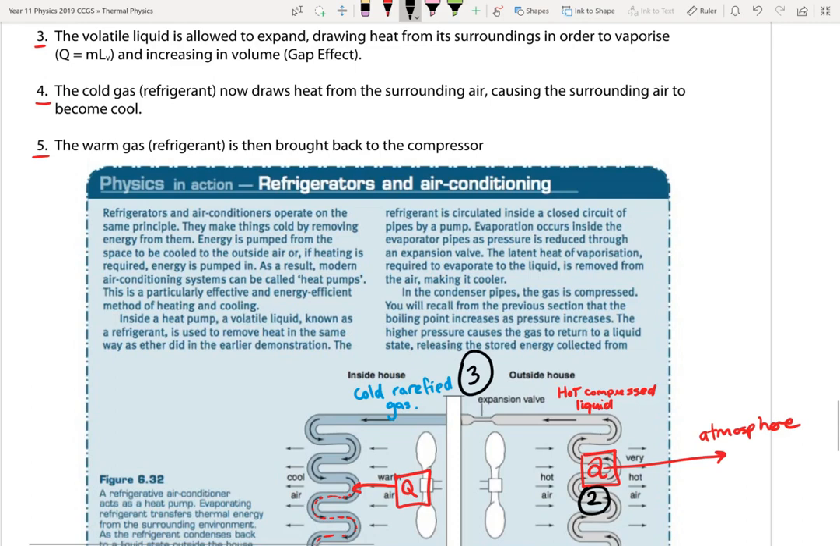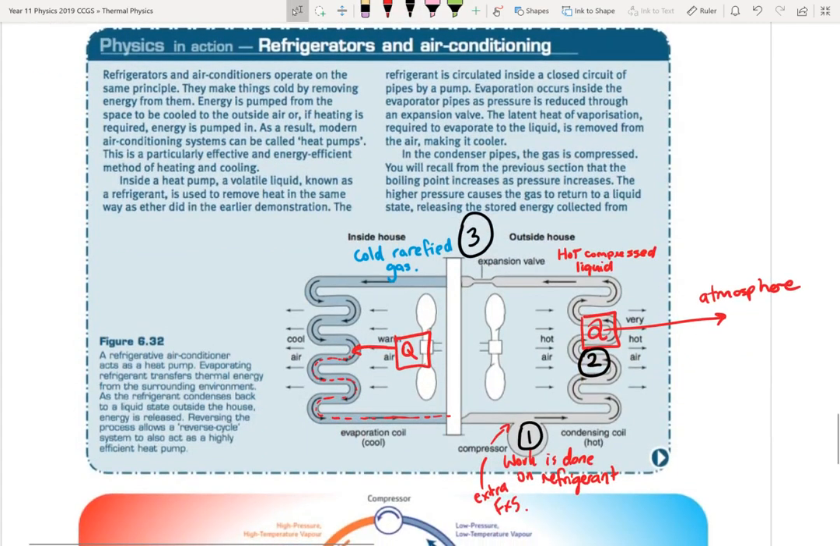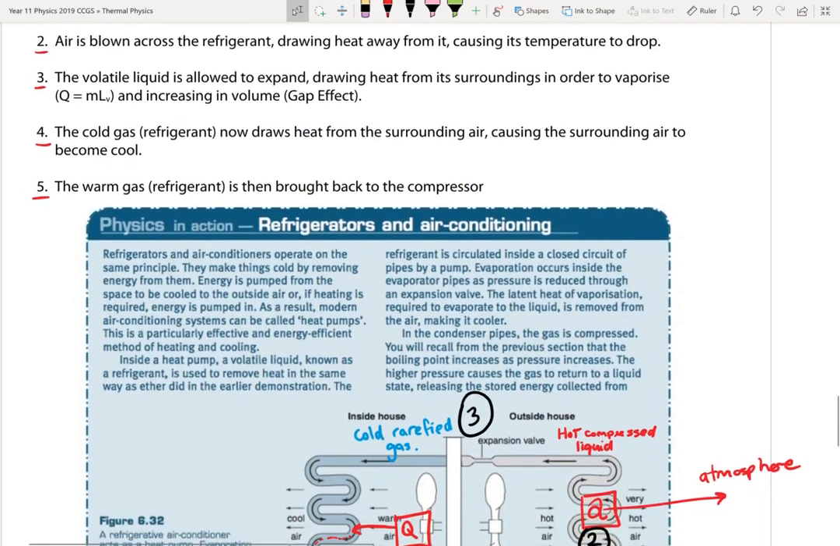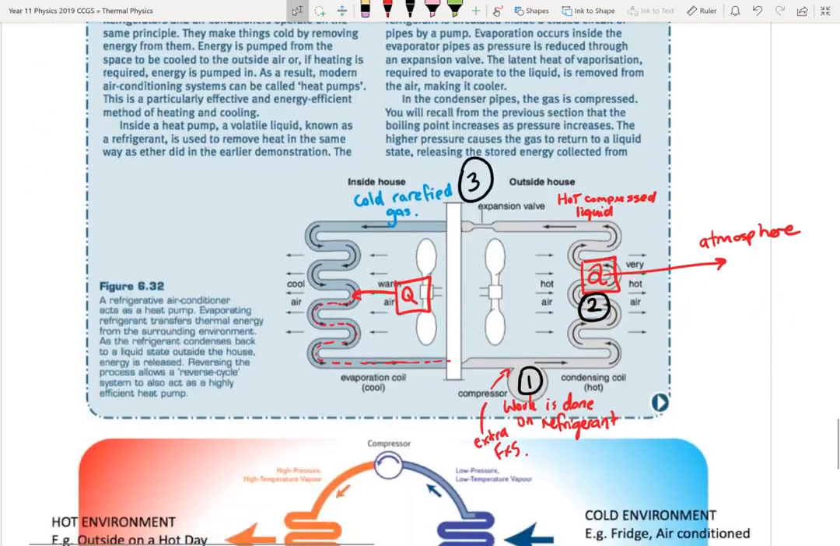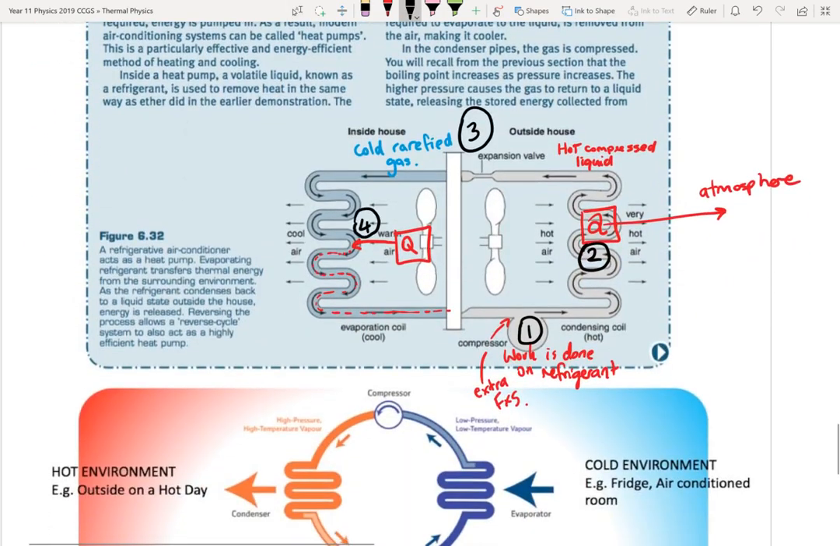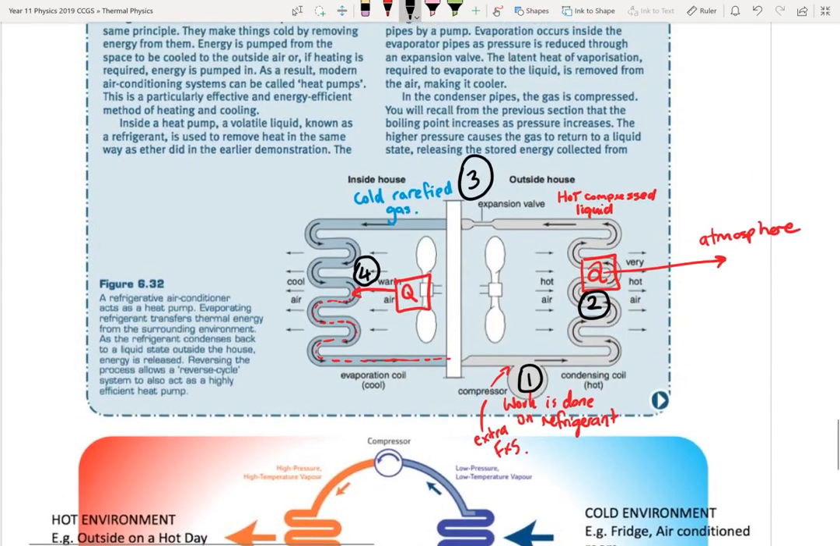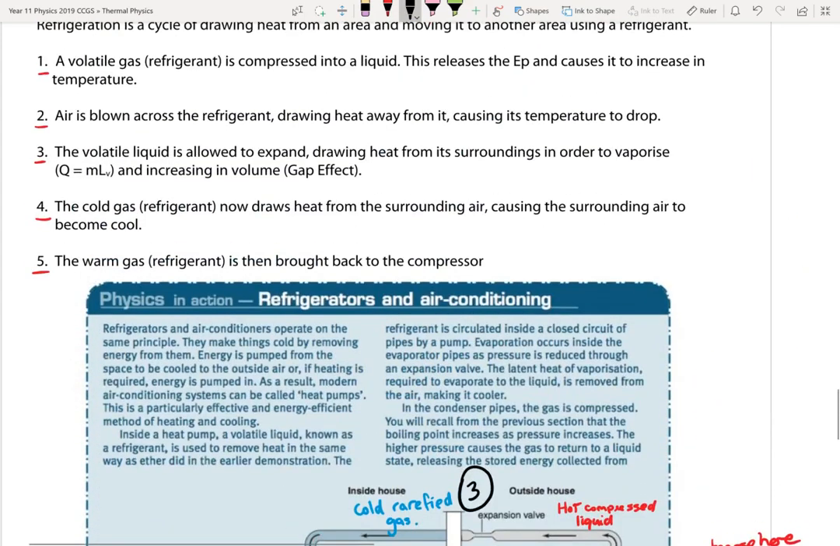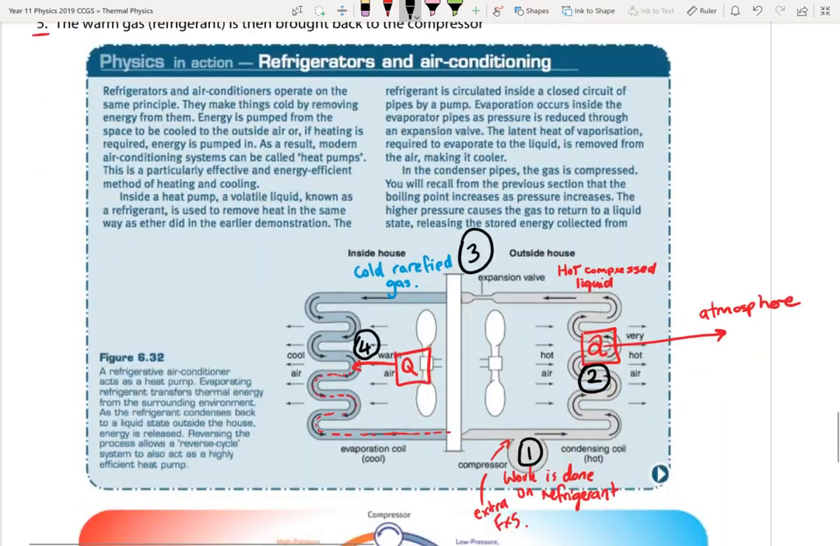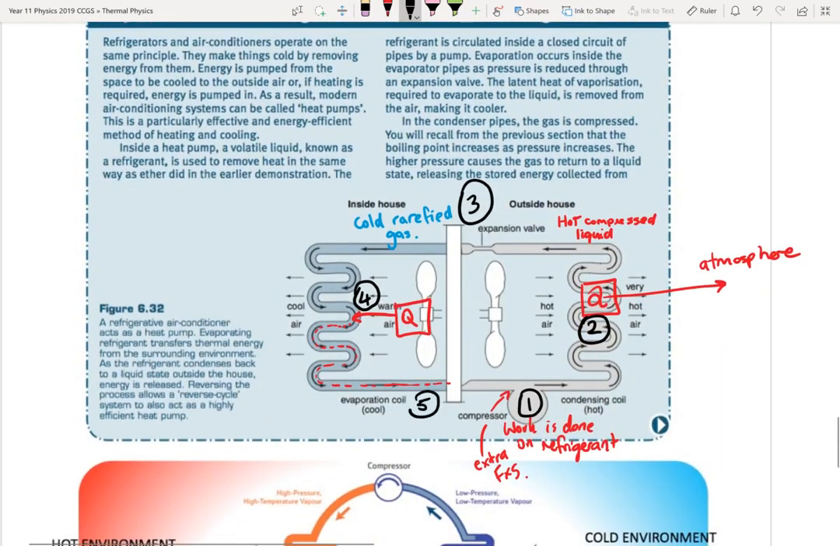So that's how these fins in your refrigerator and your freezer can get to very, very cold, providing it's pressurized and providing you have a decent amount of refrigerant going on. Step 4. The cold gas now draws heat from the surrounding air. Well, I reckon that's here, step 4. And if it does so, the warm gas is now brought back to the compressor, probably here. Okay.